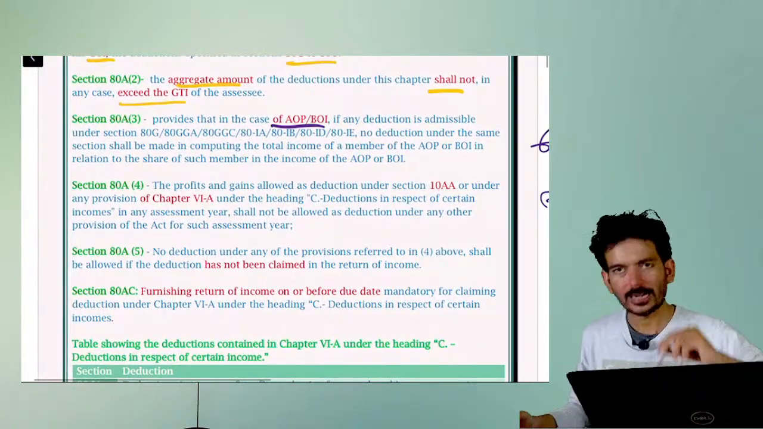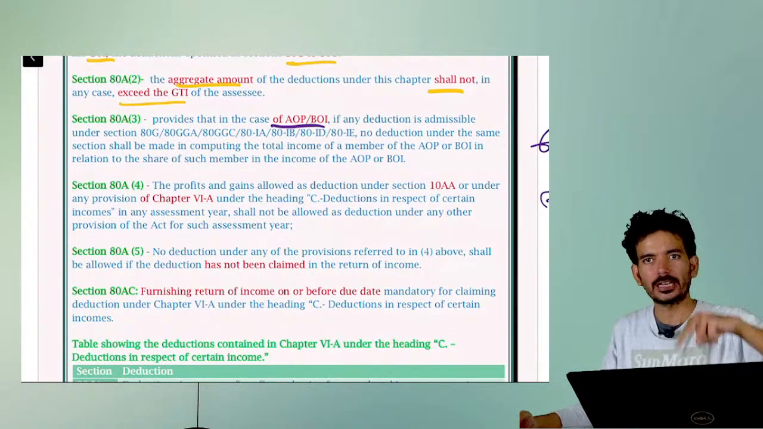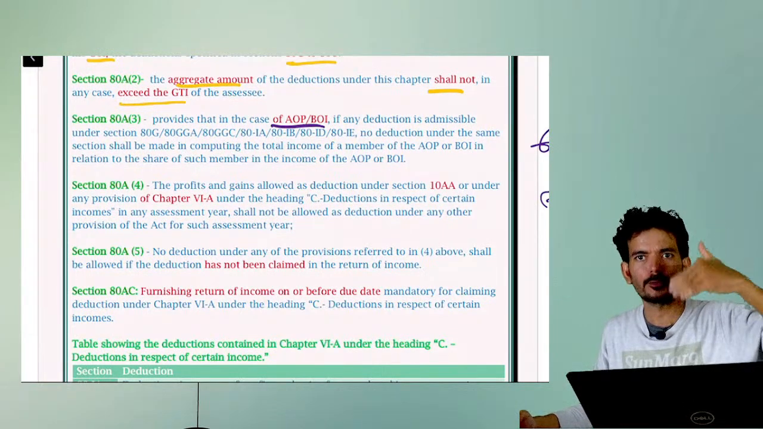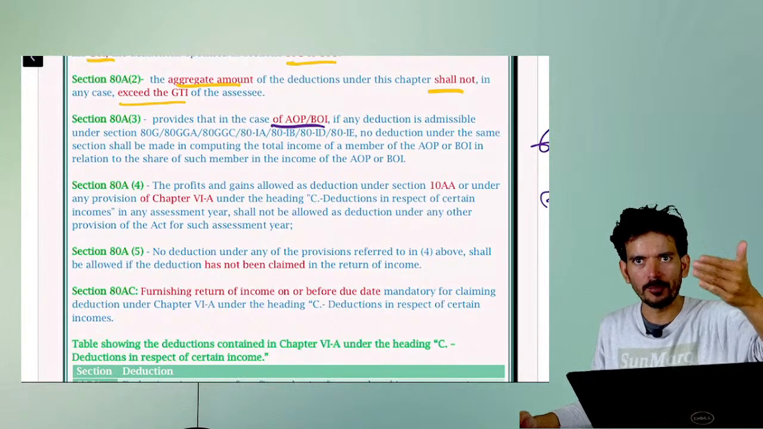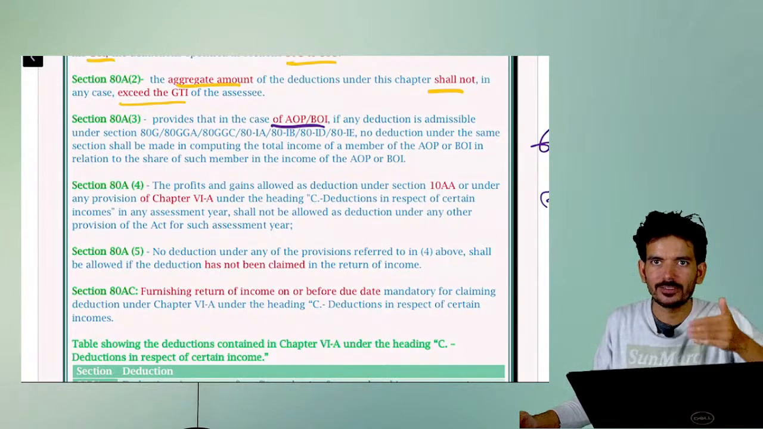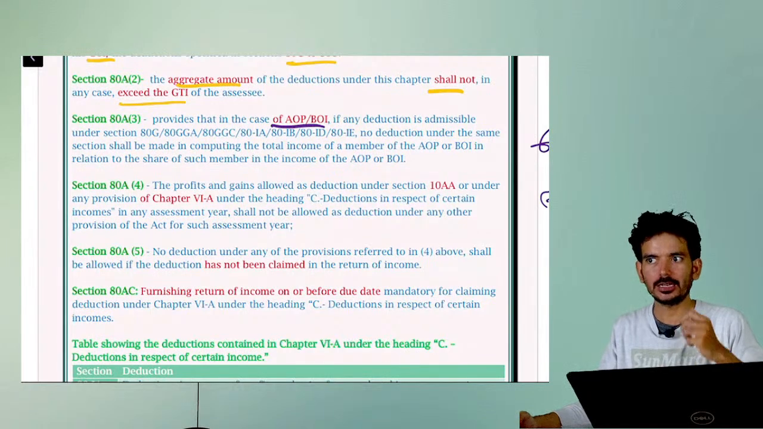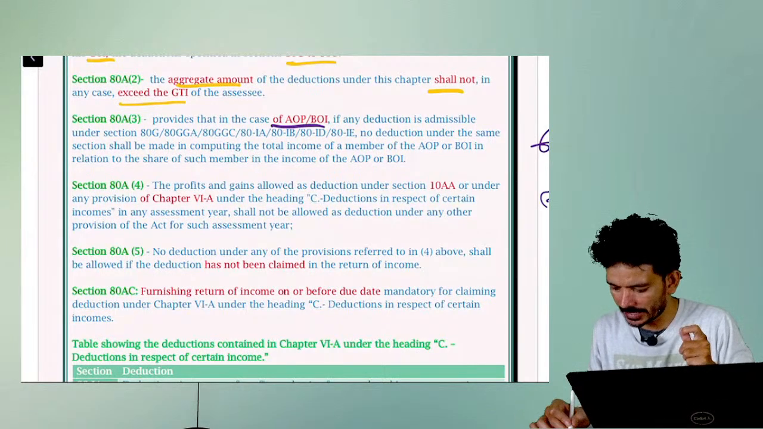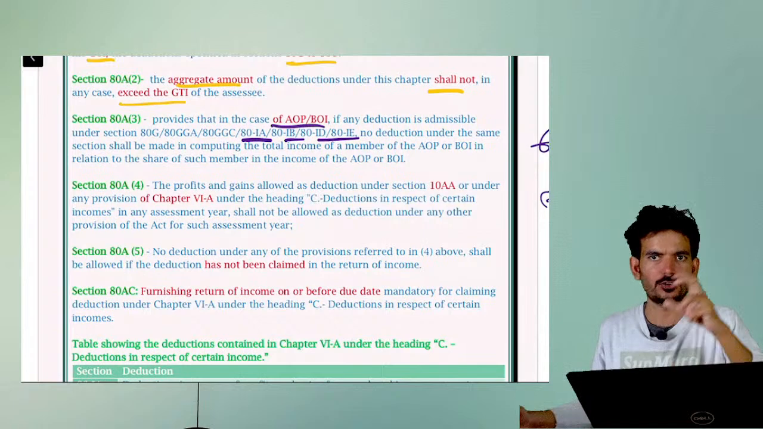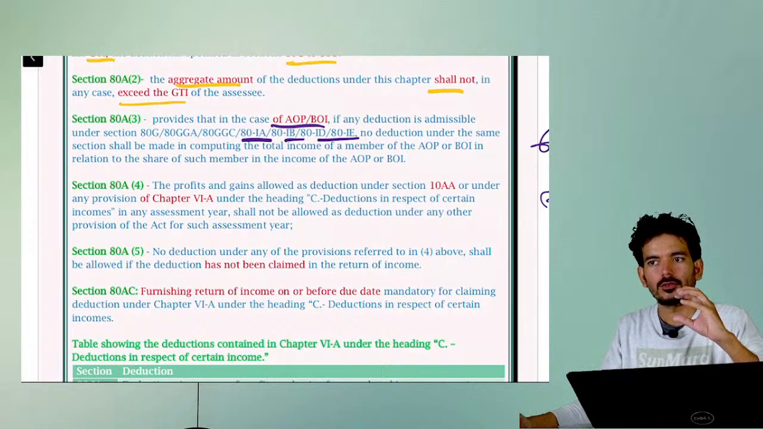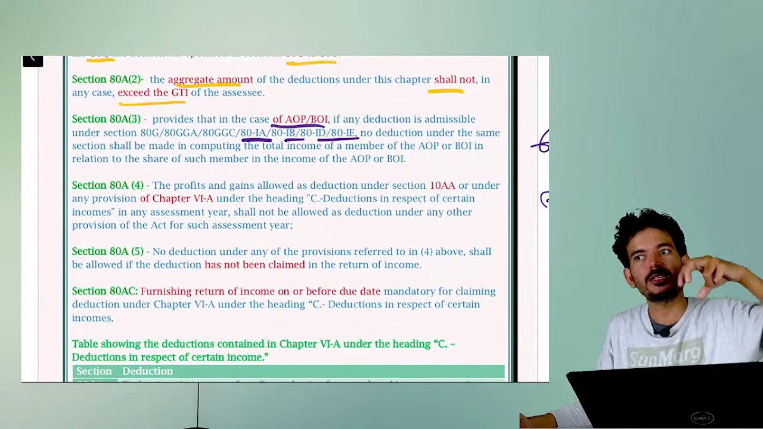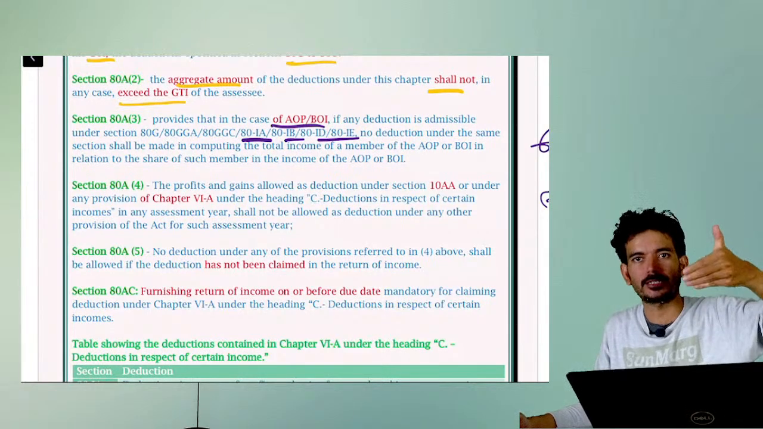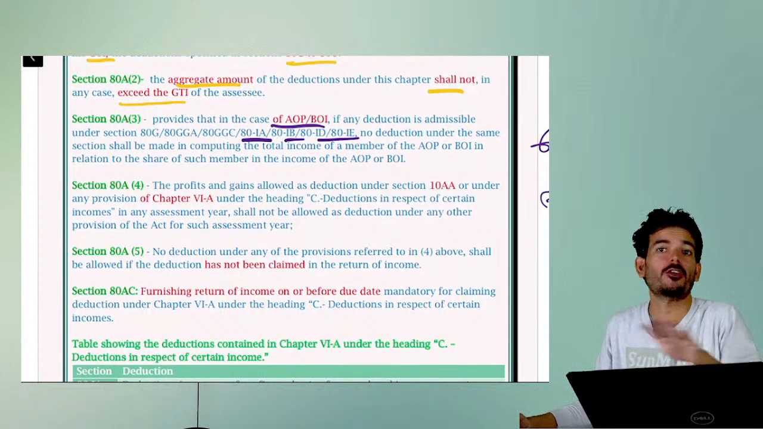And then there are certain deductions. If those deductions are given to AOP or BOI or firm, the same things are not available to the members, which means that there are various sections like 80IA, IB, IC, ID. AOP in its capacity is availing some benefits. So when AOP is availing that benefit in its capacity, the members of AOP cannot claim it once again.